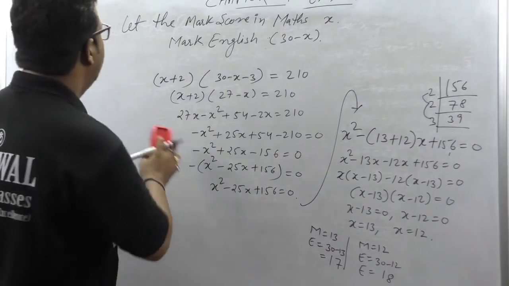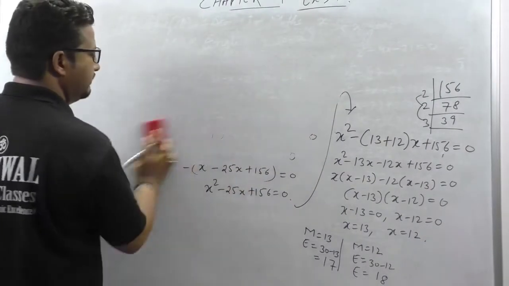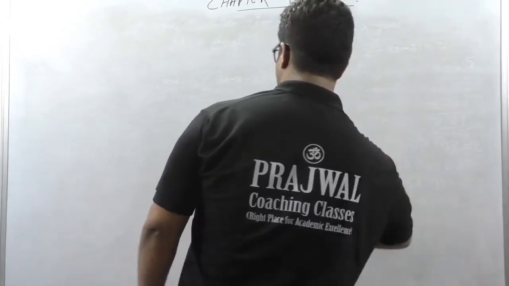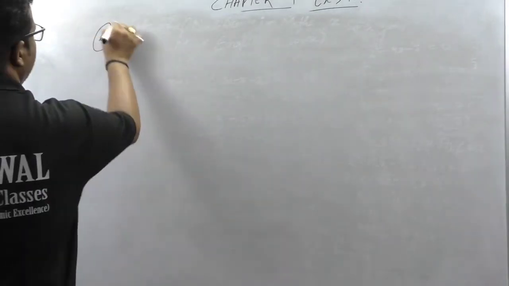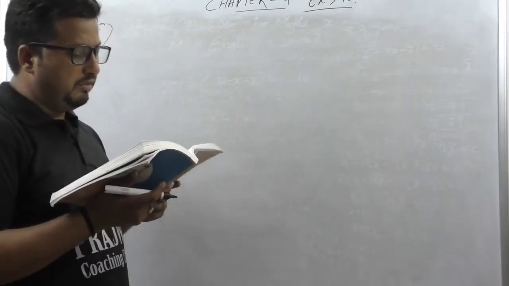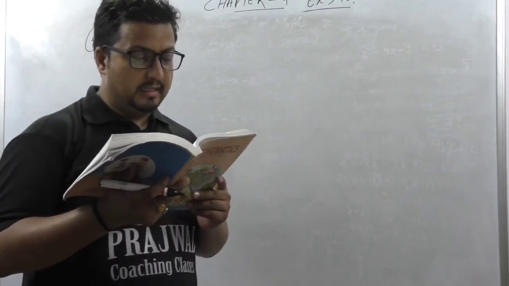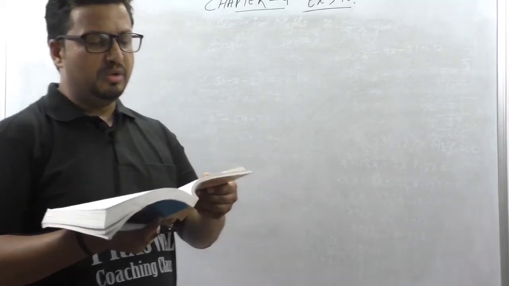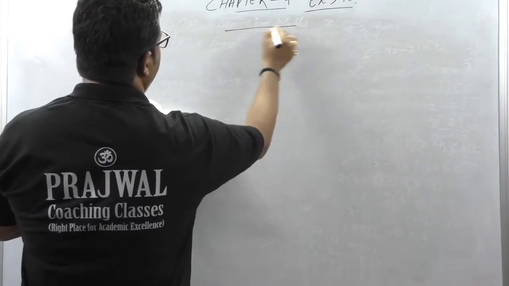Now we can move to the next question, question number 6. So what is given in question number 6? The diagonal of a rectangular field is 60 meter more than its shorter side, and the longer side is 30 meter more than the shorter side. Find the sides of the field. Very simple question. Here you have a rectangular field given to you. Make a rectangular field like this.